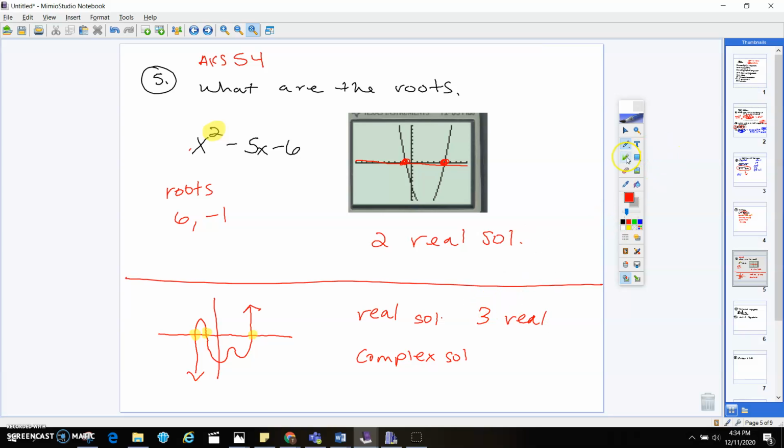Now, in order to figure out what's going on down here in this hot mess, remember, complex solutions do not touch the x-axis, and they always come in pairs. So I'm going to say that again for the people in the back. Complex solutions always come in pairs and never touch the x-axis.